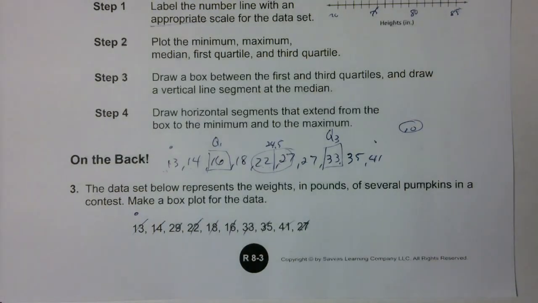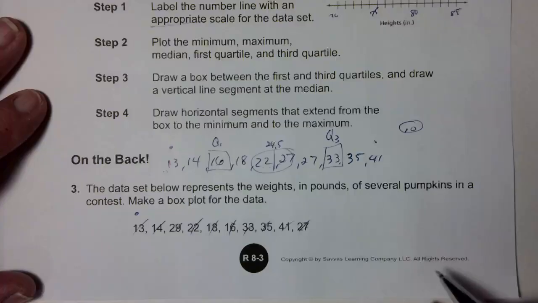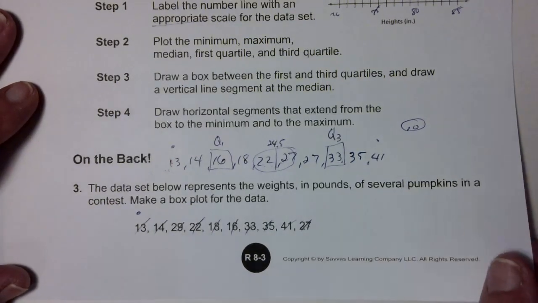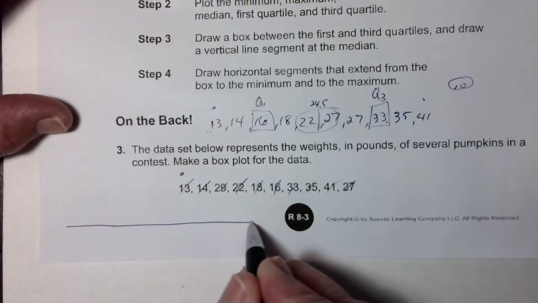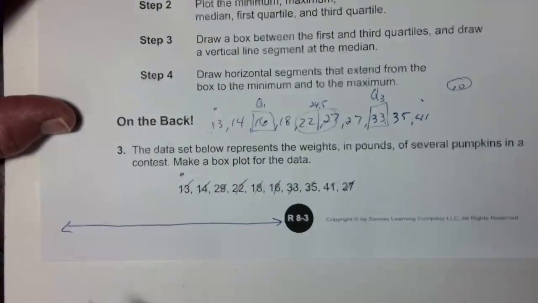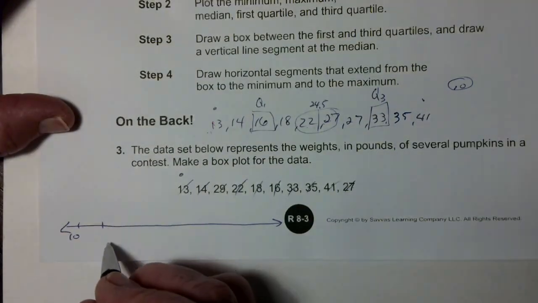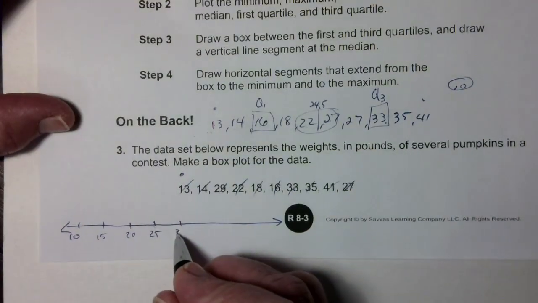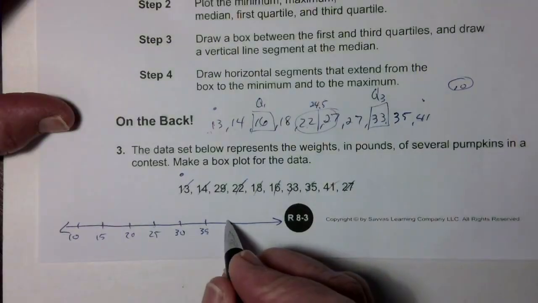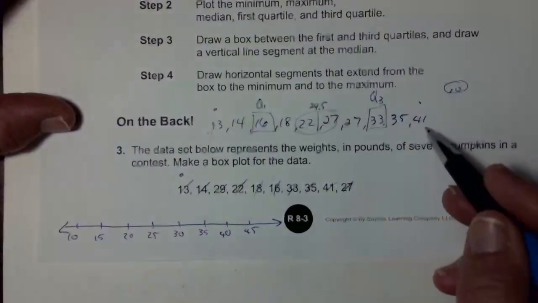So I need a number line that's going to go from about 10 to 50, a little below this and a little above this. 10 to 50. Now let's come right down here and do this. Alright, so we're going to start at 10, 15, 20, 25, 30, 35, 40, 45. 45 will be good.